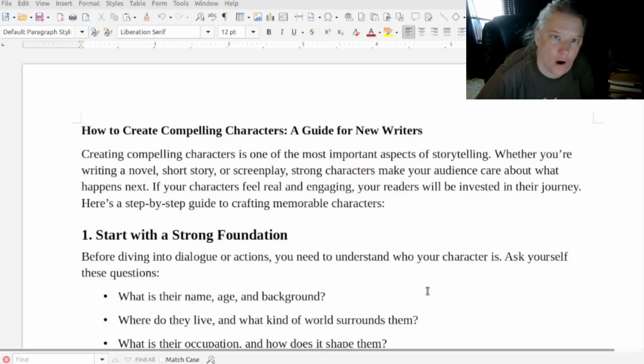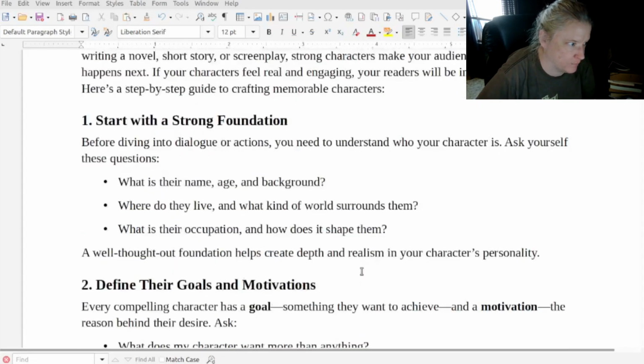So number one, we want to start with a strong foundation. Before diving into dialogue or actions, you need to figure out who your character is. So you want to write a few sentences about each of your main characters, and then maybe a few sentences about your secondary characters as they make an appearance. Now you might be able to come up with a couple secondary characters at the front of your novel before you start writing, but the chances are those secondary characters are going to appear as you write the novel. So the only thing you really need to focus on now is your main characters.